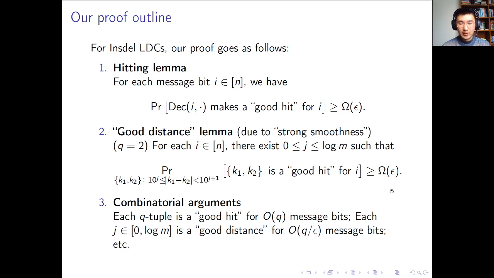And the final step also consists of combinatorial arguments. We proved something like each q-tuple is a good hit for big O of q message bits, and therefore each j is a good distance for big O of q over epsilon message bits, and therefore since there are at most log m distance parameters, there can be at most log m message bits. And so this is what allows us to prove the exponential lower bound.